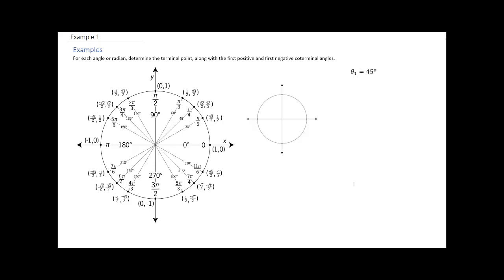All right, so examples. For each angular radian measure, we're going to determine the terminal point along with the first positive and first negative coterminal angles. So I'll explain what that means as we start. So we want to start with 45 degrees.